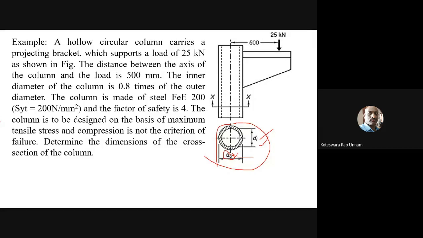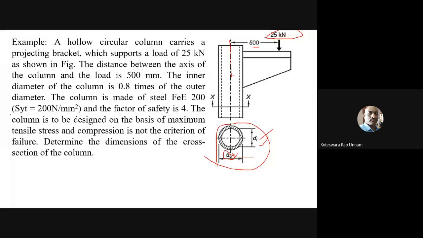So for that, direct load is 25 kilonewtons and bending load is 25 kilonewtons multiplied by 500. You will get it in kilonewton mm. To convert that into Newton mm, you need to multiply that by 10 cube. So you will get that also.